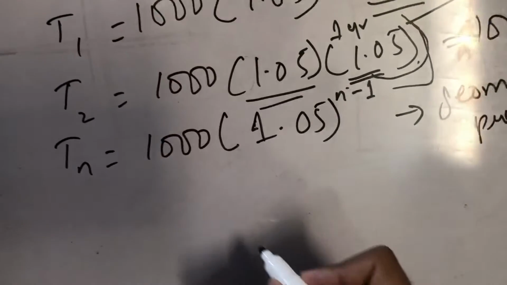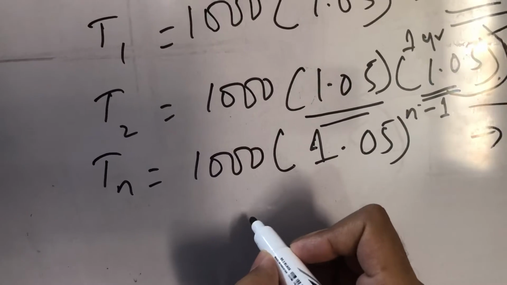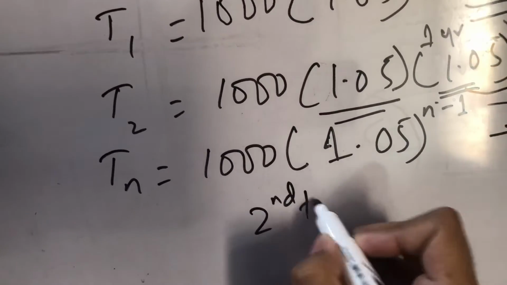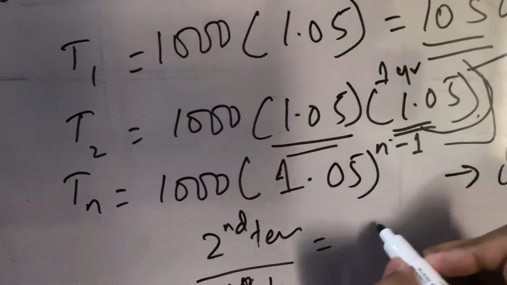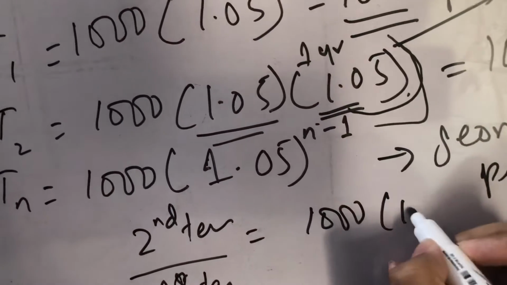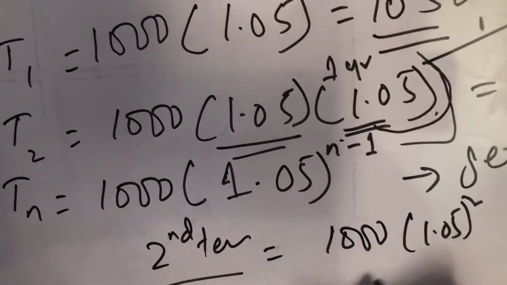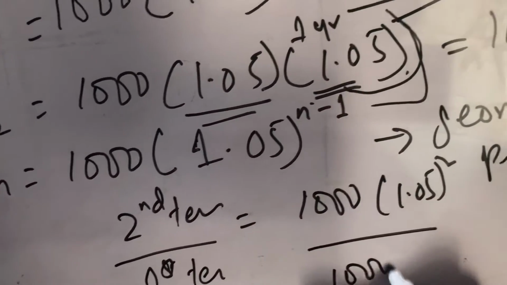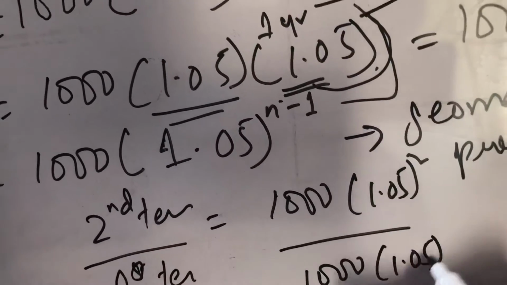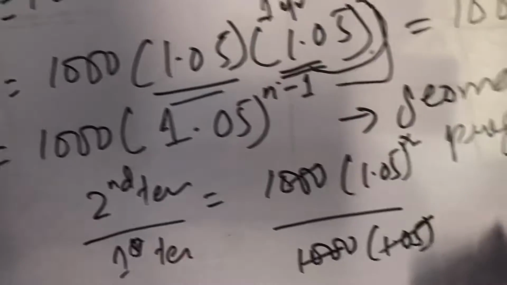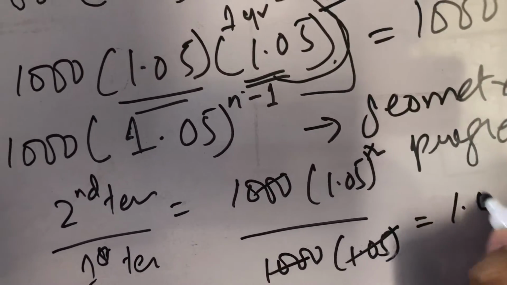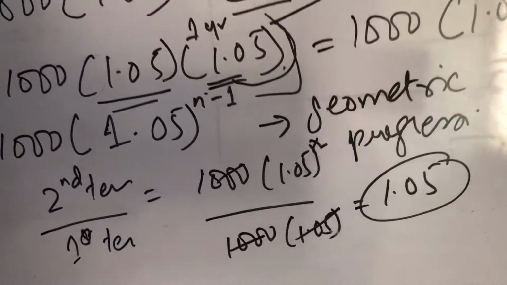How can you test it further? You can do it like this: second term divided by first term. So what is the second term? 1000 into 1.05 square divided by 1000 into 1.05. So our final value is 1.05. That is the ratio.